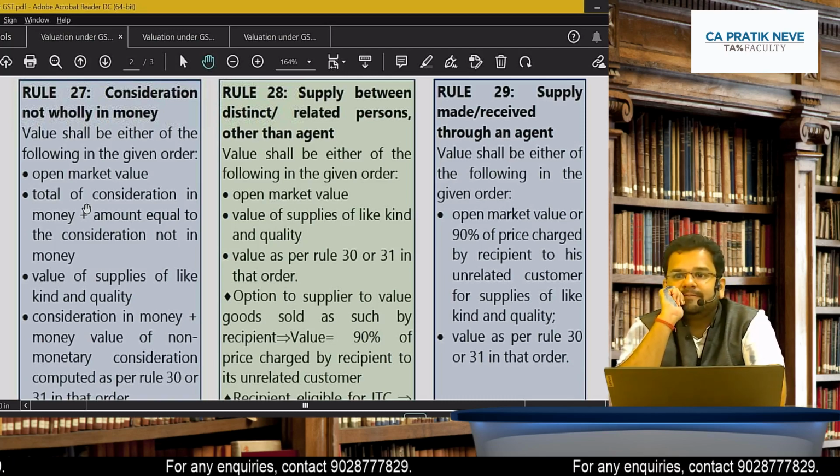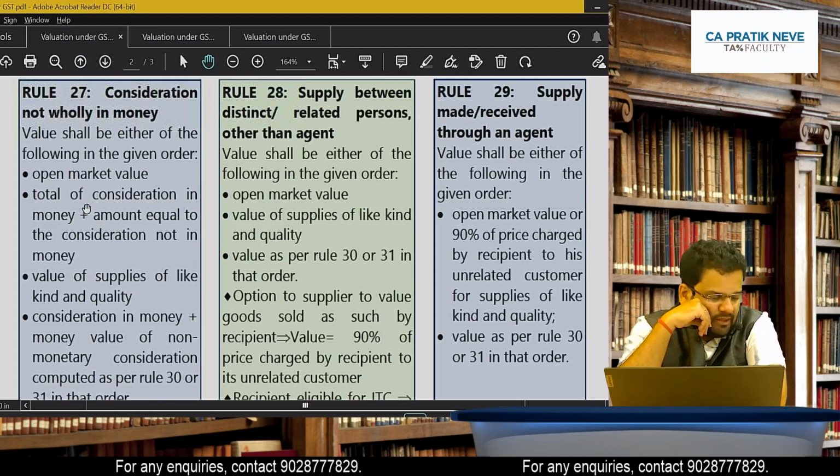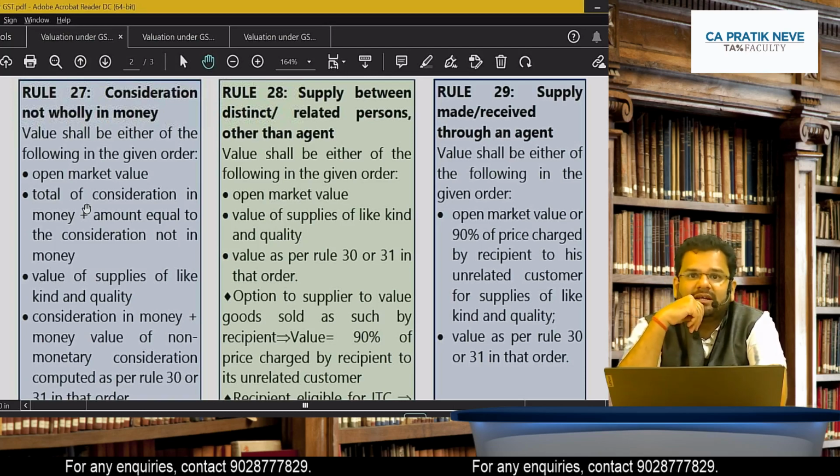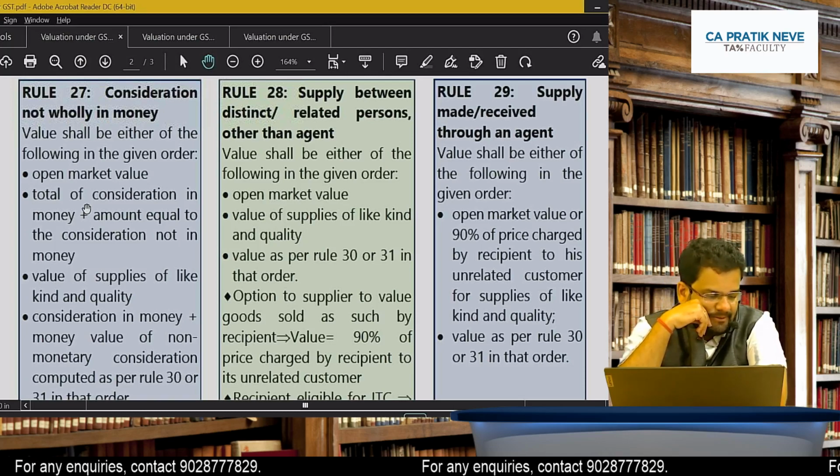Yes. Very good. Recollect हो रहा है ना केतकी? It's getting recollected, right? Yes.